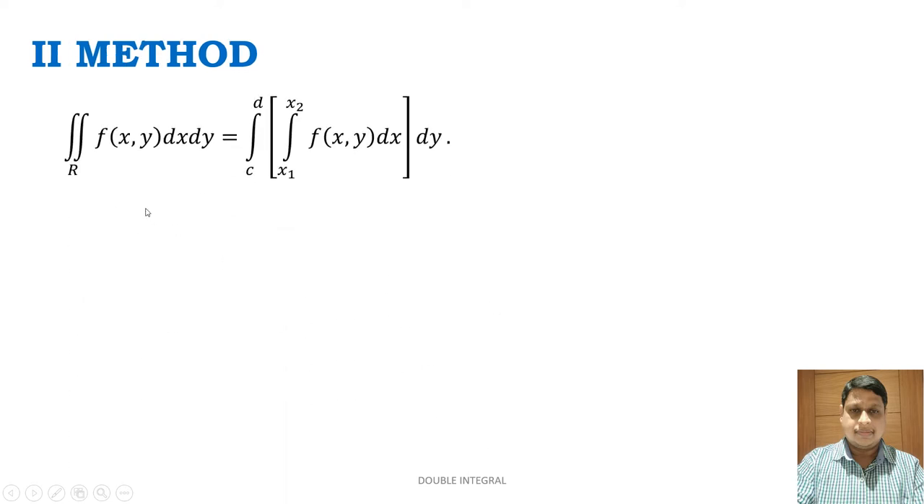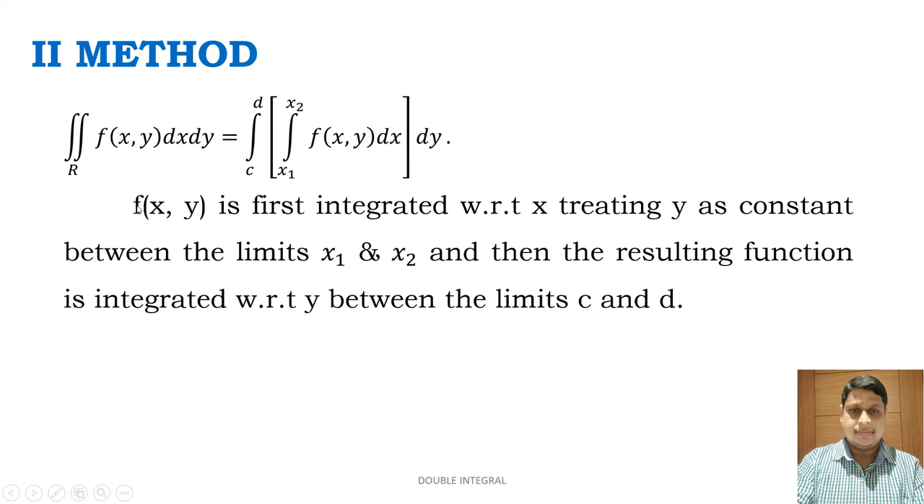Second method: double integral over R of f of x comma y dA equals the double integral from c to d, x1 to x2 of f of x comma y dx dy. In this case, the function f of x comma y is integrated with respect to x, treating y as constant between the limits x1 and x2, and then the resulting function is integrated with respect to y between c and d.